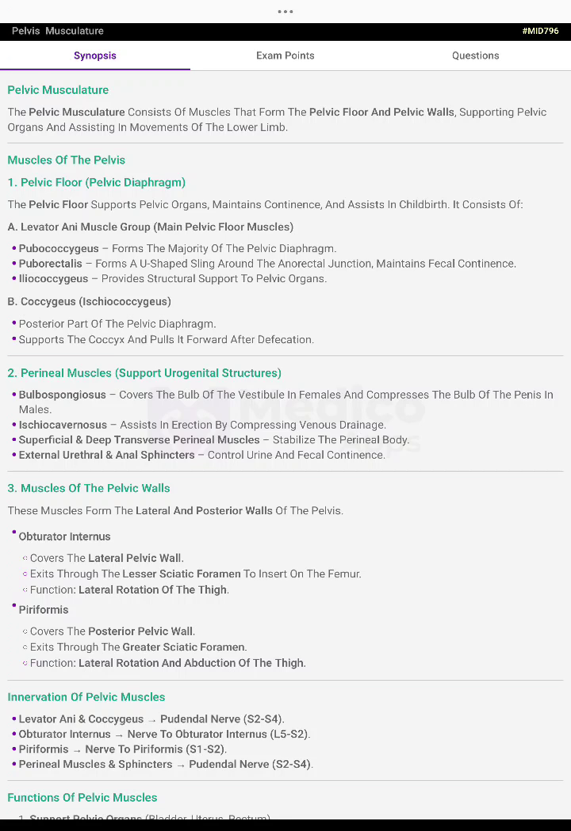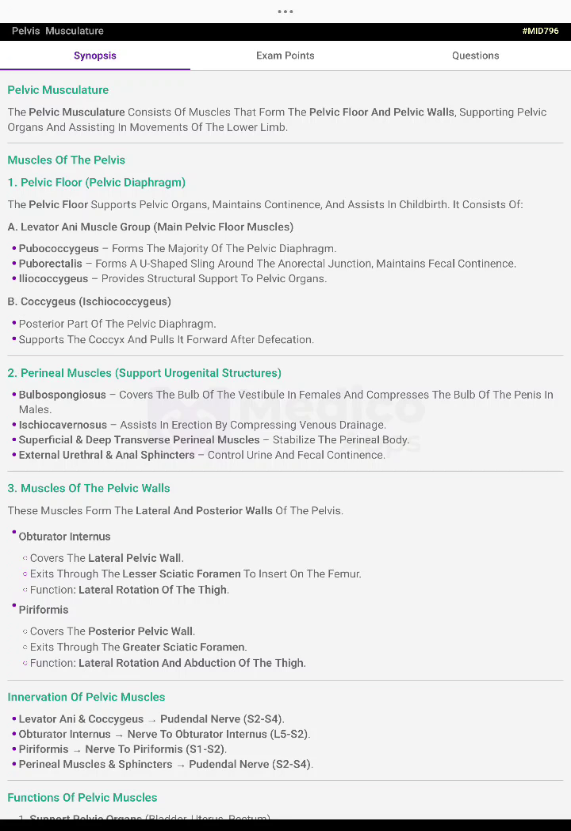Perineal muscles support the urogenital structures. Bulbospongiosus covers the bulb of the vestibule in females and compresses the bulb of the penis in males. Ischiocavernosus assists in erection by compressing the venous drainage. Superficial and deep transverse perineal muscles stabilize the perineal body. The external urethral and anal sphincters control urinary and fecal continence.